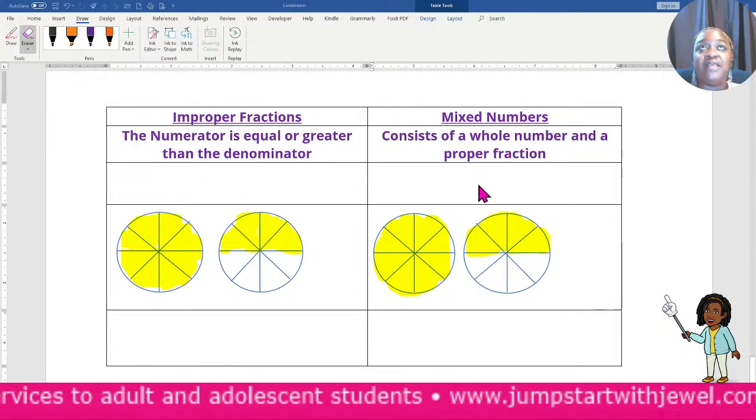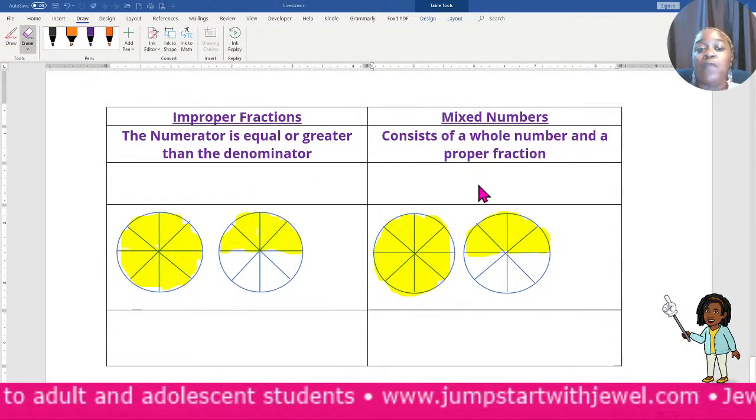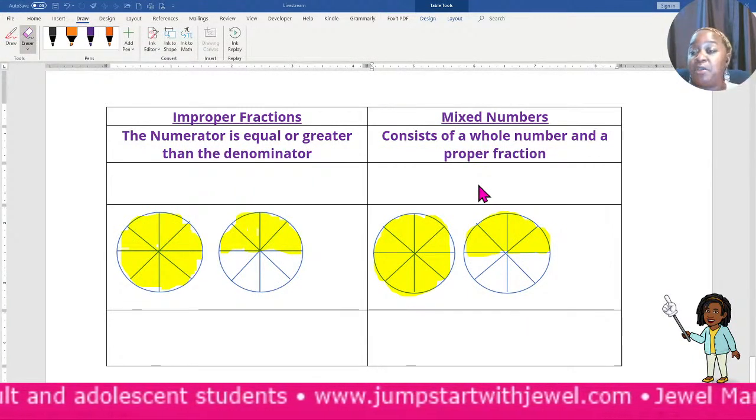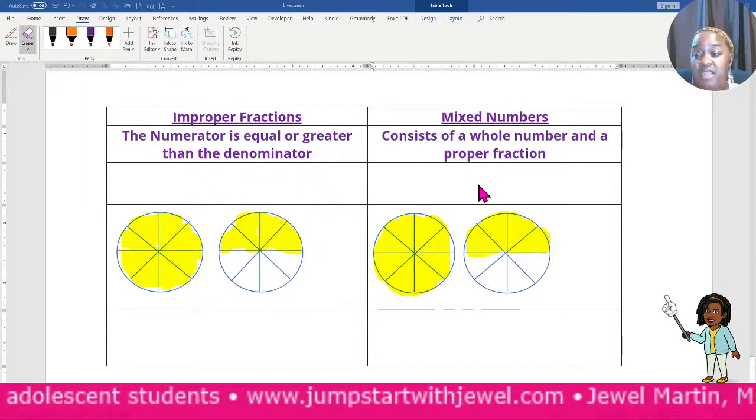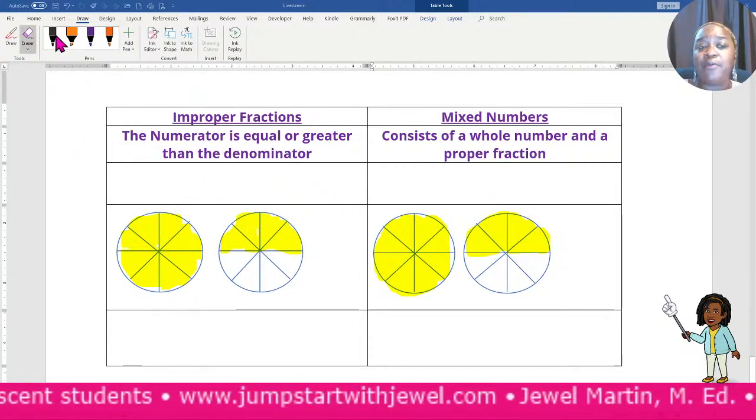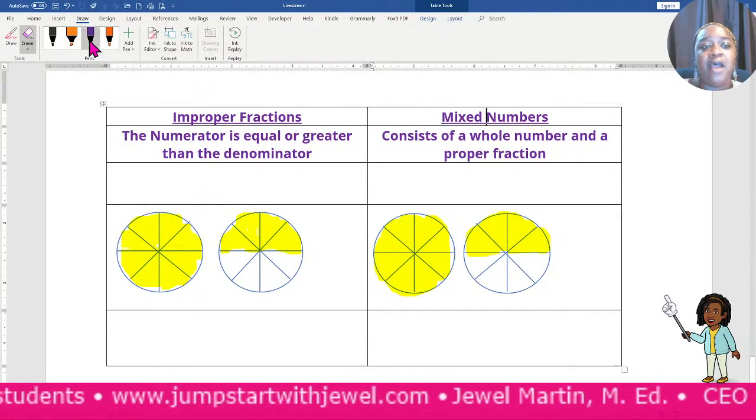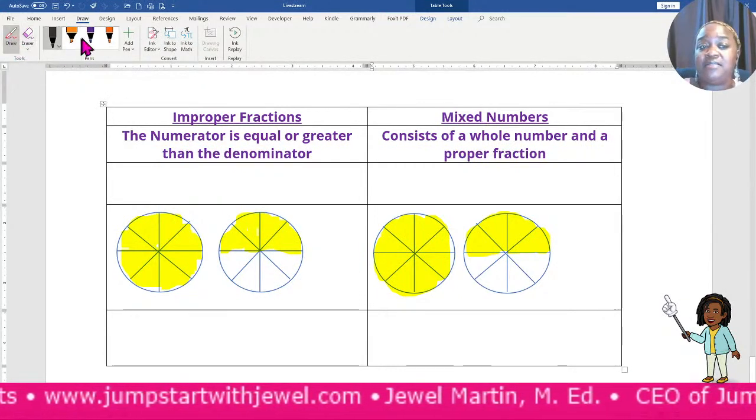Improper fraction is basically a fraction where the numerator is bigger, it's greater than the denominator. And it's improper because it really, if you think about it, it doesn't make sense.